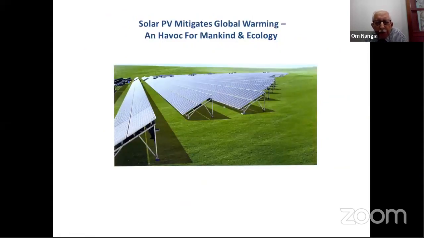This is a very beautiful picture. Solar PV mitigates global warming. It is a well-known phenomenon. Otherwise, there is havoc which global warming is creating for mankind and ecology.